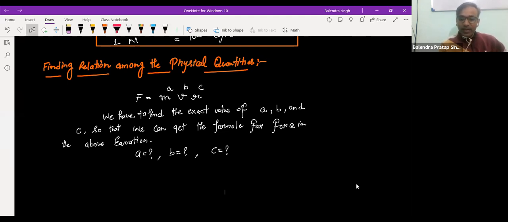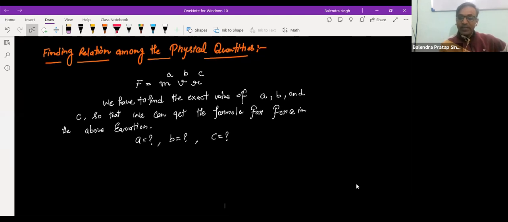So let's try to solve this problem by using dimension analysis. So here, left-hand side is force. Here, F is force. Again, I'm rewriting the equation. This is the solution of this problem. F is equal to m raised to the power A. Here, m is mass. V raised to the power B. Here, V is velocity. And R raised to the power C. Here, R is basically distance.